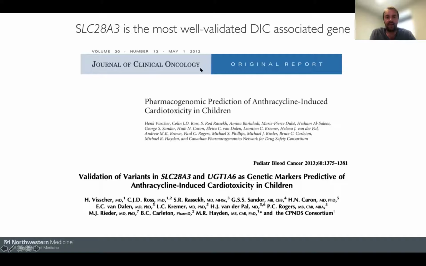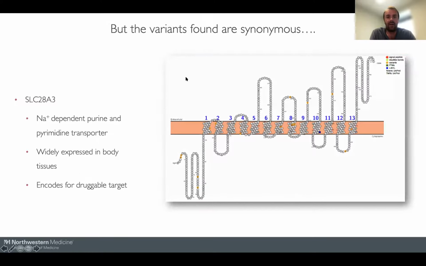Sorry, so like I was saying, SLC28A3 is the only gene that's been replicated. SLC28A3 is a transporter. So we naturally hypothesized that SLC28A3 might be able to transport doxorubicin into cardiomyocytes, and therefore your expression of this particular gene between 2 different populations might be responsible for the level of doxorubicin that gets into cardiomyocytes.